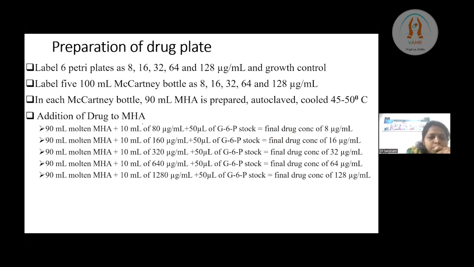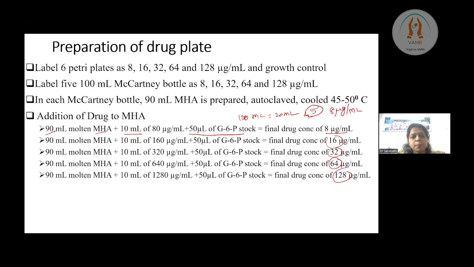For preparing 8 microgram, 90 ml MHA plus 10 ml of the 80 microgram working solution plus 50 microliter of glucose 6-phosphate should be in the McCartney bottle. From that 100 ml we pour 20 ml in each plate. So you will get approximately 4 to 5 plates of 8 microgram per ml. Similarly you will get 4 to 5 plates of 16, 32, 64, 128 if you follow this.